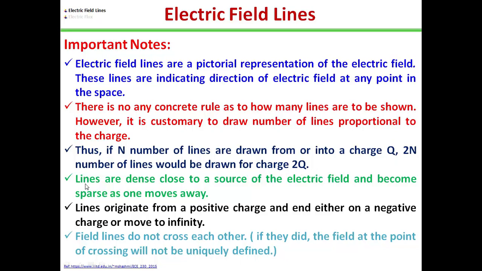The relative closeness of lines gives an idea about the intensity of the electric field. Nearer to the source, electric field lines are dense and become sparse as one moves away from the source. Electric field lines originate from a positive charge and terminate either on a negative charge or go to infinity. These electric field lines never cross each other. If they did, the field at the point of crossing would not be uniquely defined.